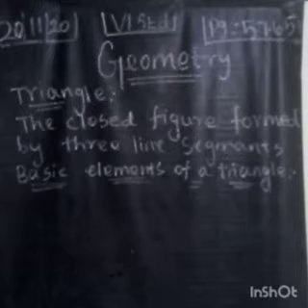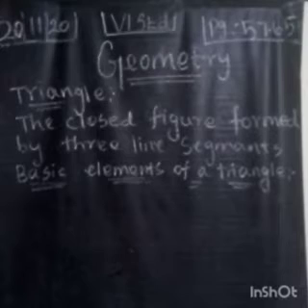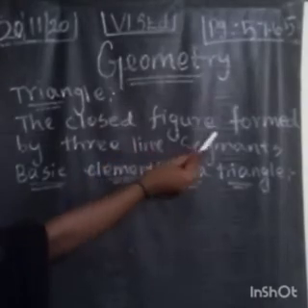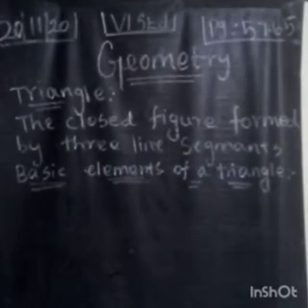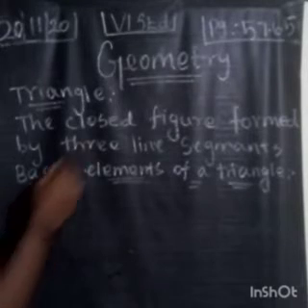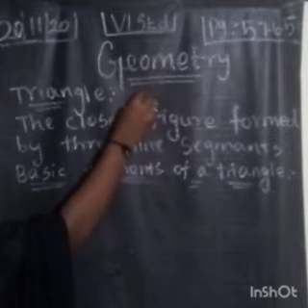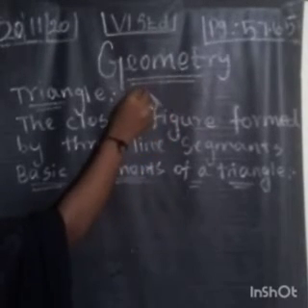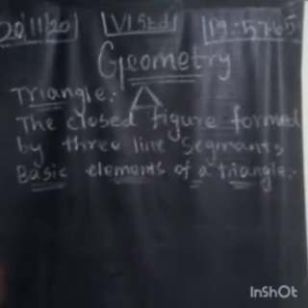First, here we are going to see the definition of a triangle. What is a triangle? A triangle means a closed figure formed by three line segments. 1, 2, 3, three line segments. A closed figure formed by three line segments is called the triangle.